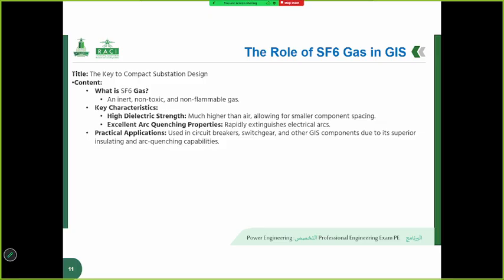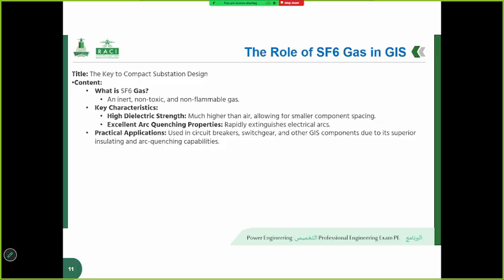SF6 is an inert, non-toxic, and non-flammable gas. It is a man-made compound composed of one sulfur atom and six fluorine atoms. While it is a potent greenhouse gas, its use in substations is carefully managed in a closed loop system to prevent leakage. Its exceptional electrical properties make it the preferred medium for high voltage insulation and arc quenching.